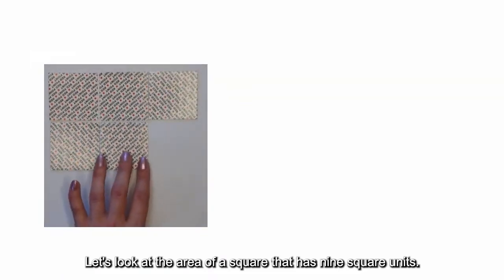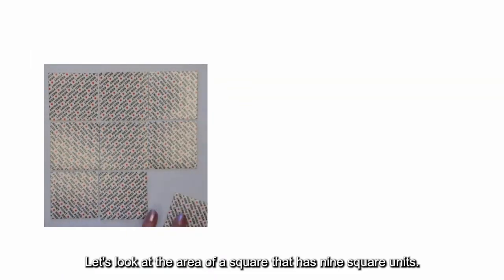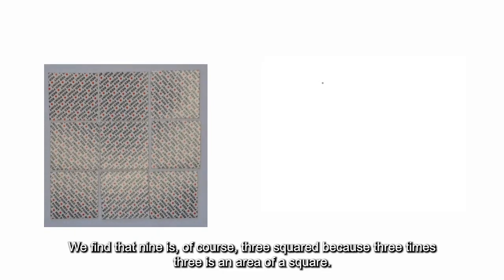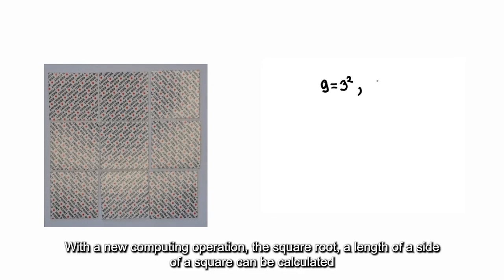Let's look at the area of a square that has 9 square units. What is the length of this side? We find that 9 is, of course, 3 squared, because 3 times 3 is the area of a square. With a new computing operation, the square root, the length of a side of a square can be calculated.